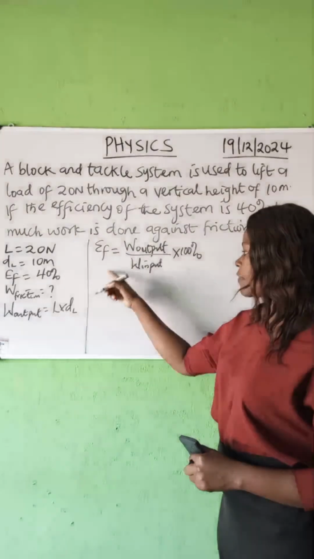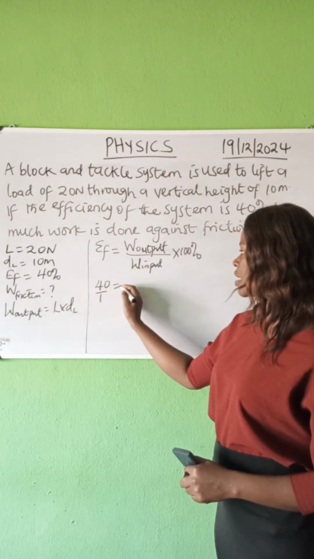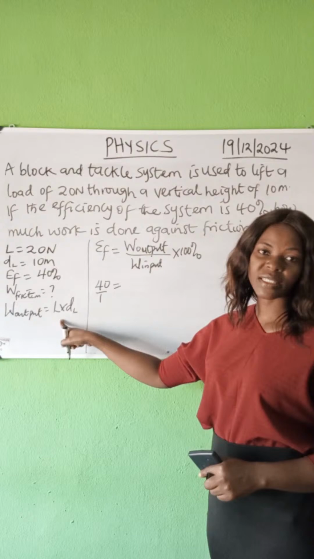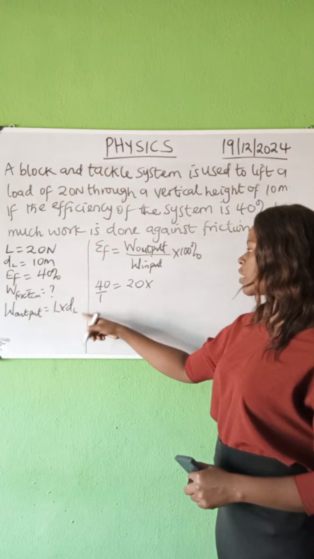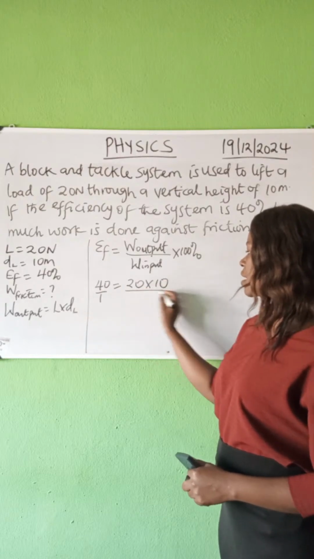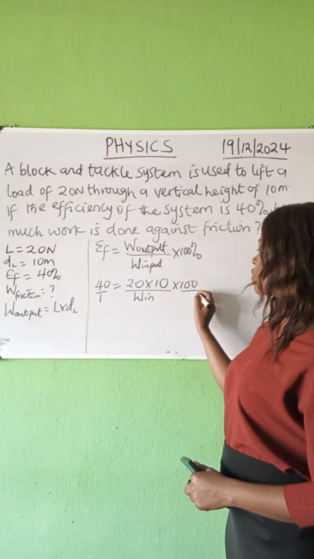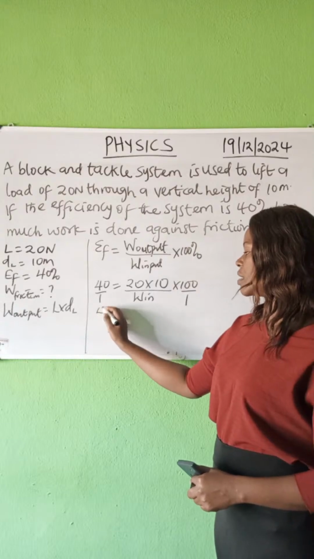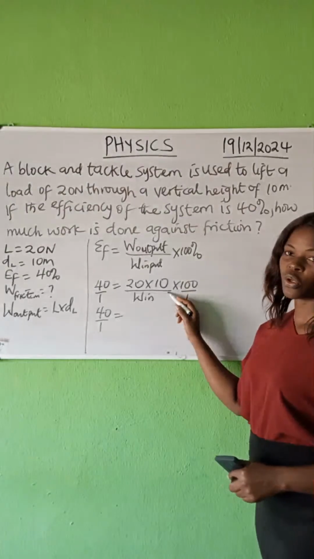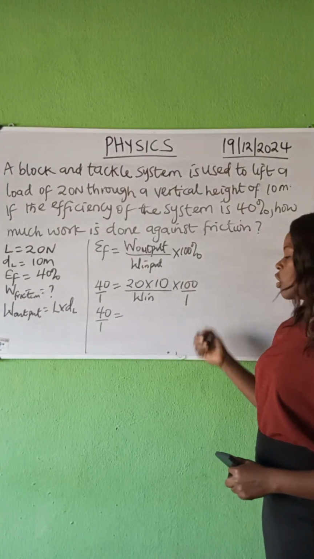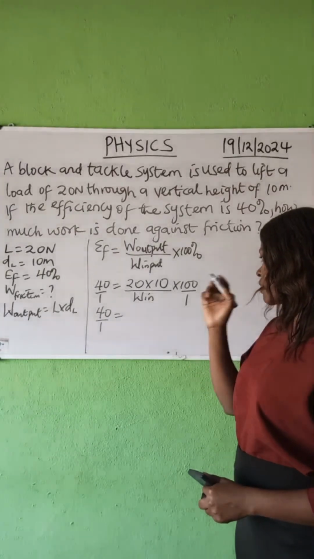My efficiency is 40 over 1, which is equal to my work output, which is load multiplied by distance moved by load, over the work input, multiplied by 100. And what is my load? My load is 20. Distance moved by load is 10. So 40 over 1 is equal to 20 times 10, which is 200, multiplied by 100, over the work input. What do we have? We are going to have 20,000.